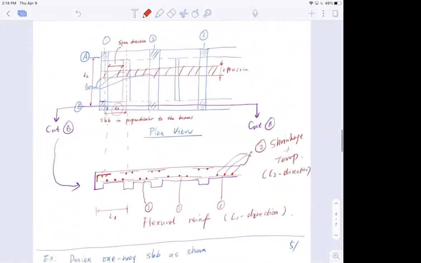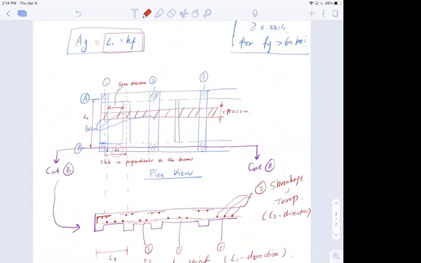Now, sorry, let me make sure. There's a little bit of an error here. Somehow I read it wrong. This is bhf. We'll show you an example later, so don't panic.